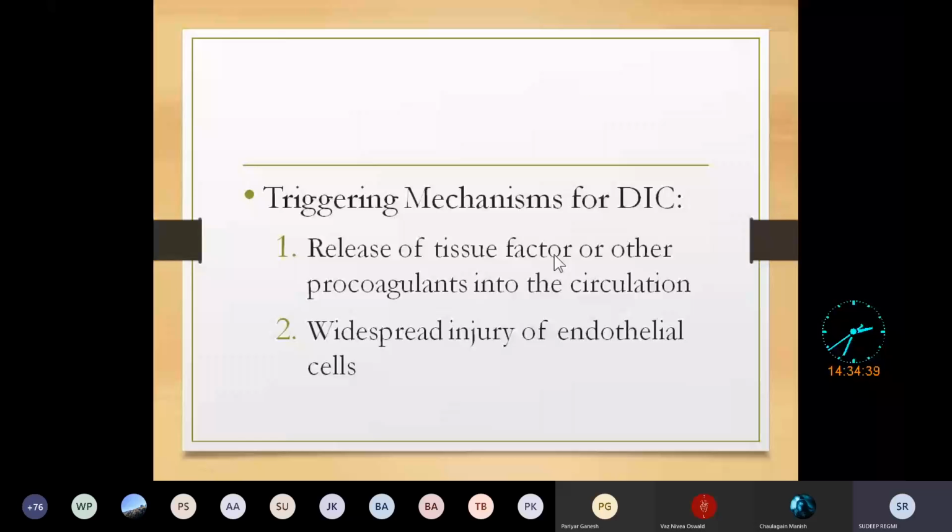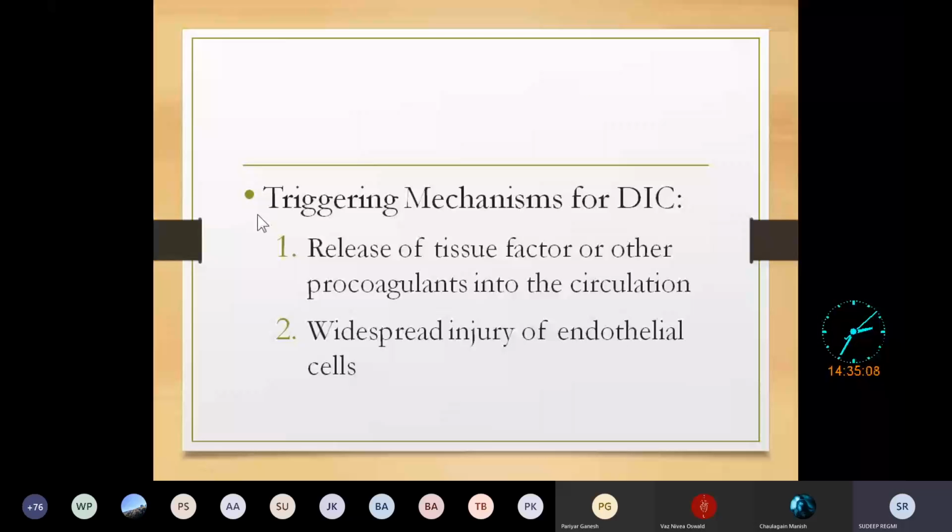Now the triggering mechanism of DIC. We come back to DIC. Now we know how a normal hemostatic mechanism is maintained, and what happens when a clot has developed in an abnormal area where there should not be a clot. There should be fibrinolysis by the fibrinolytic system.